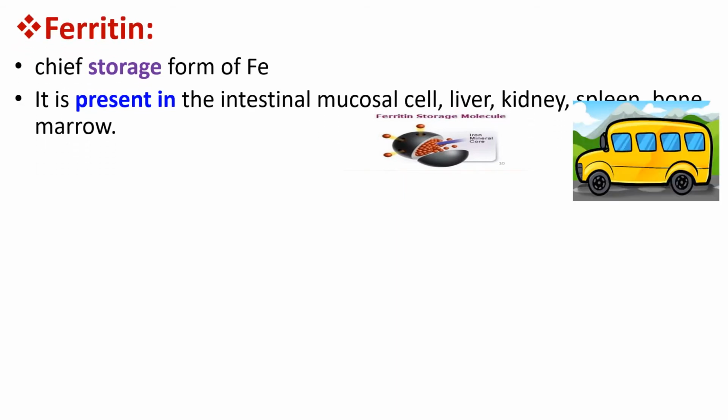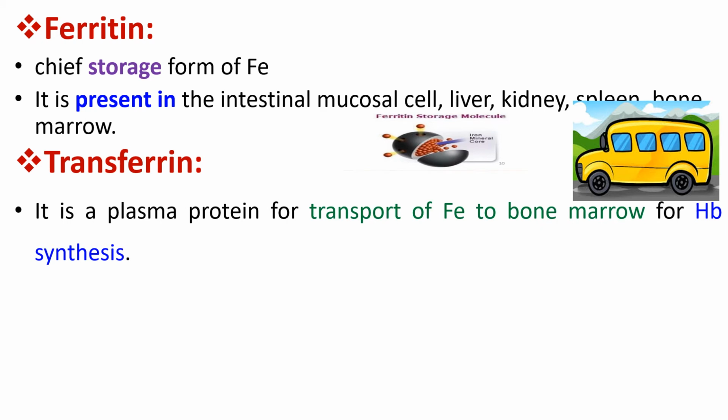And now, moving to important terms for lab investigations. Ferritin is the storage form of iron. It is present in tissues like intestinal mucosal cells, liver, kidney, and bone marrow. So it is the storage form of iron. Transferrin is a transporter. It's a plasma protein for transport of iron, for example, to bone marrow for hemoglobin synthesis.